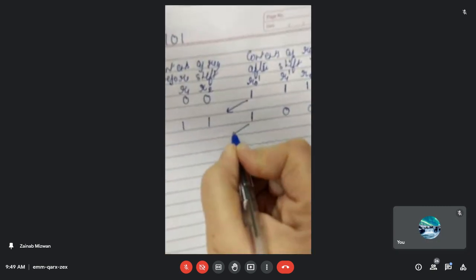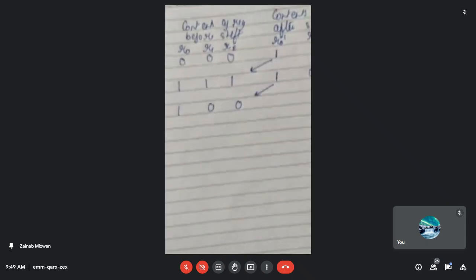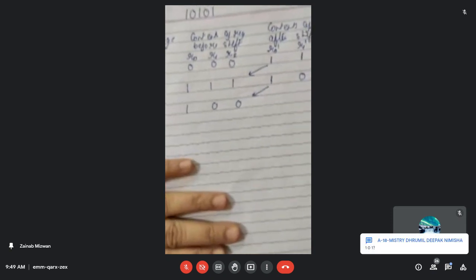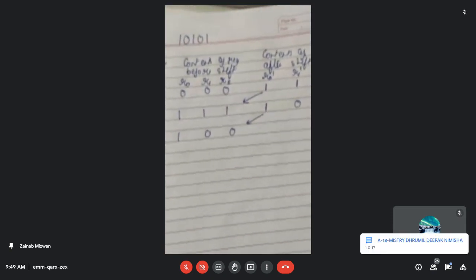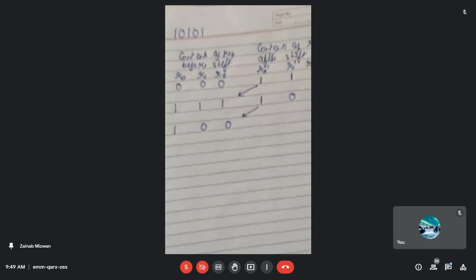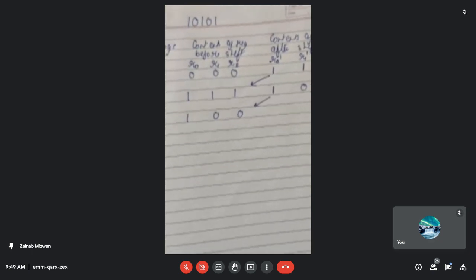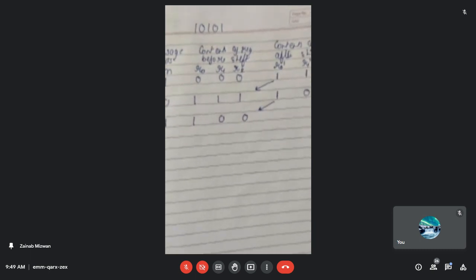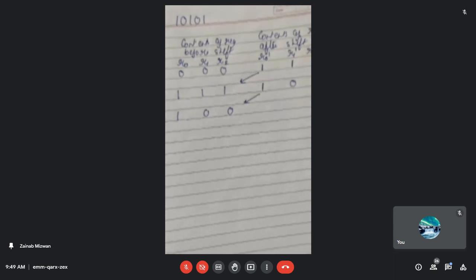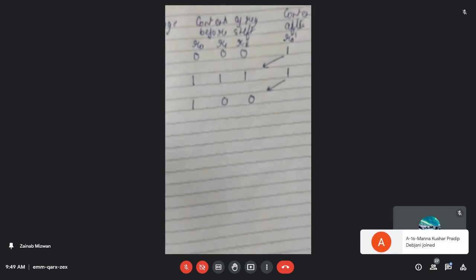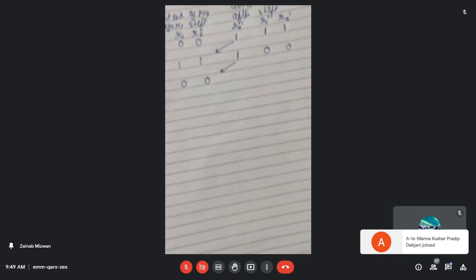Then coming to the third bit, tell me what will your values be? Who will give me the answer? Give me the value of R0 dash, R1 dash and R2 dash. 1 0 1. All of you are getting 1 0 1, or should I explain it one more time?